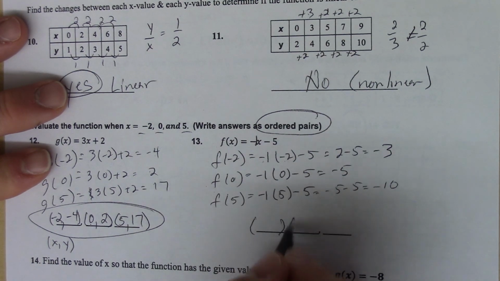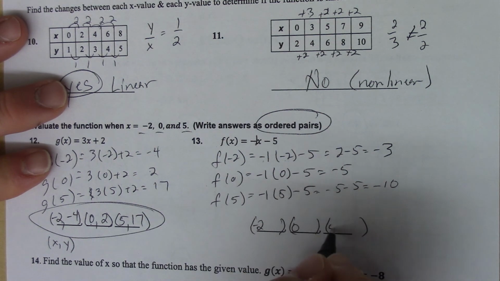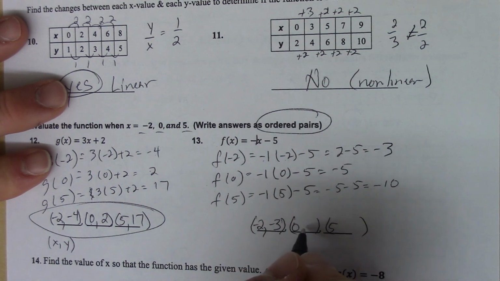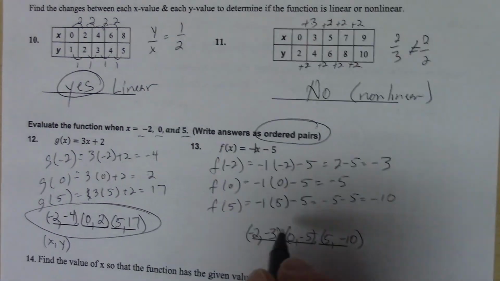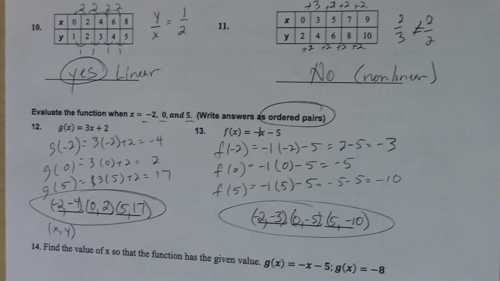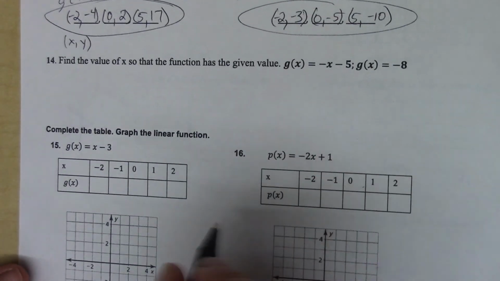So I get, again, 3 points. I plugged in negative 2, 0, and 5. And I got negative 3, negative 5, and negative 10 as my solutions. Okay? And again, they are written as ordered pairs, which means they're written as a point. Okay? Why? Well, because we're going to go solve for problems like that down here.